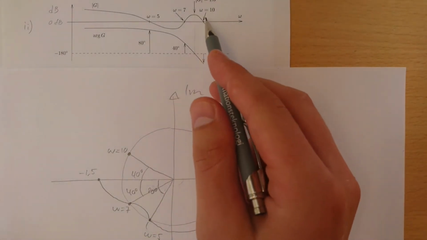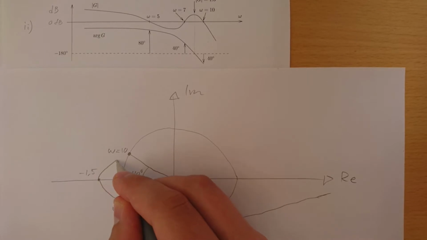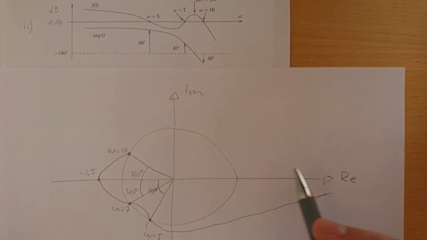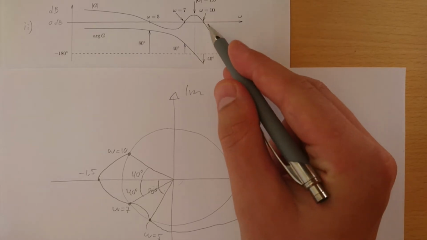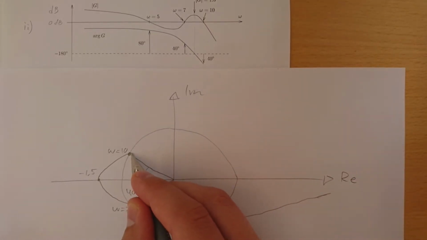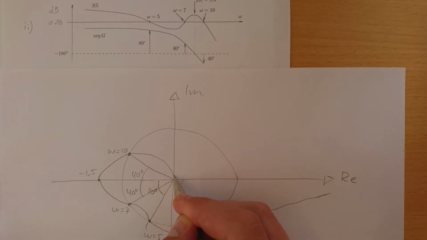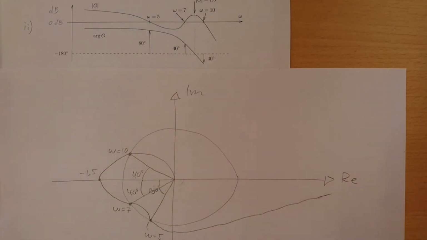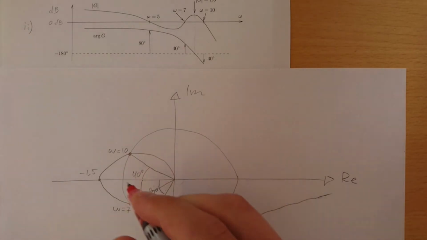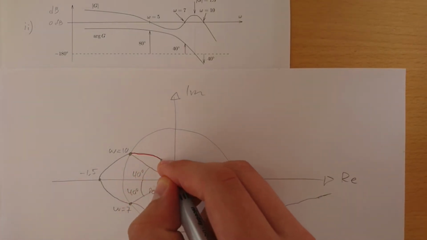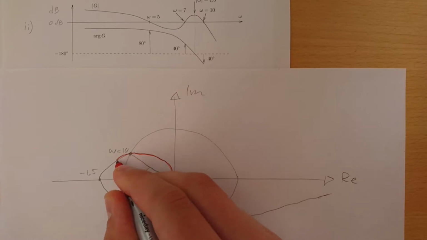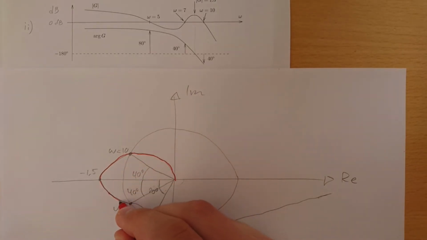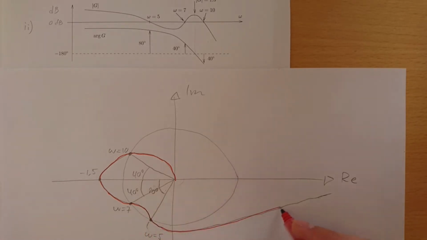And then we're going back to the point omega equal to 10. And after that, the phase is just getting lower and the magnitude is just getting lower. So I guess it will look something like this, and we will end up in the origin. So there's a lot of lines here. Let me just mark out this Nyquist curve with another color, so we're not getting confused. So I'm drawing it in red. Okay, like that roughly.